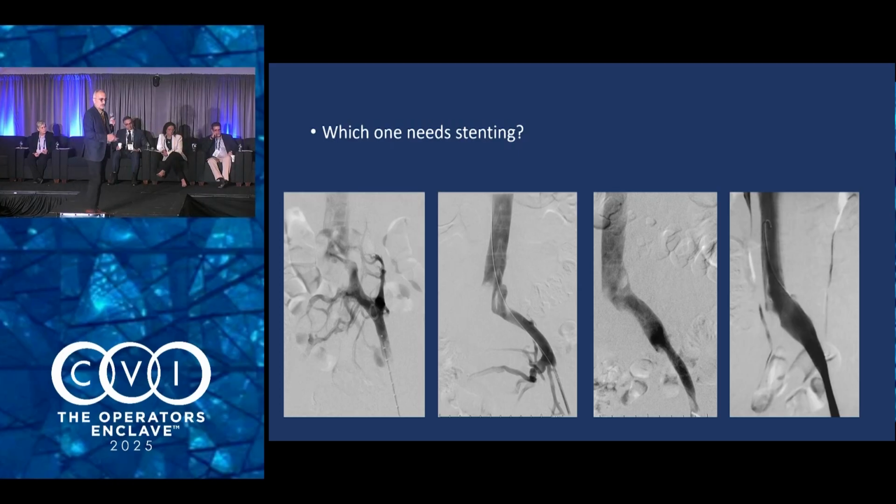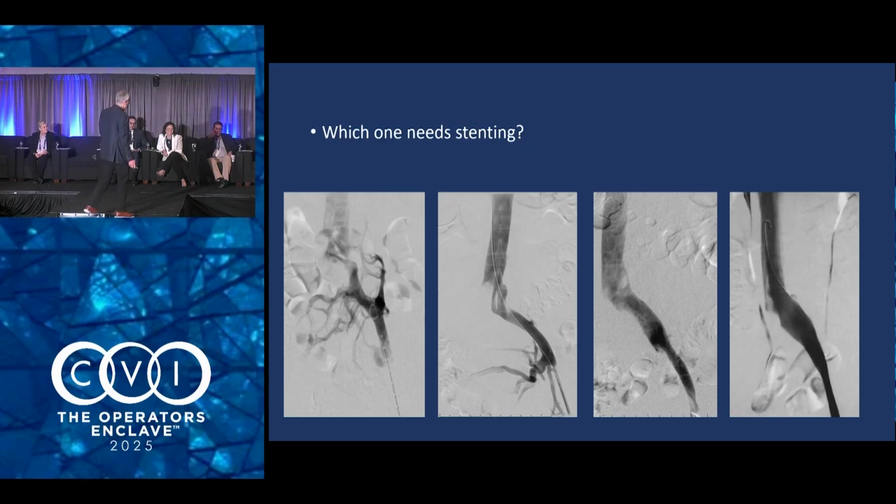So if these are 4 different patients, okay? And you can see 4 different venographic presentations. Which one needs the stenting? If I asked the audience that, what would you guys say? Well, that's a wrong question.